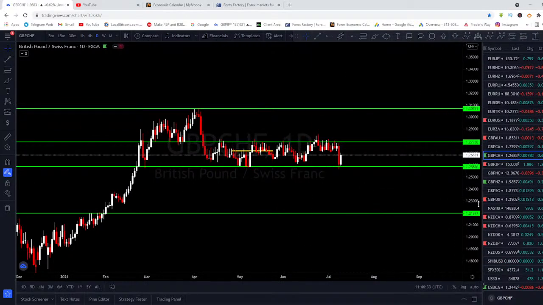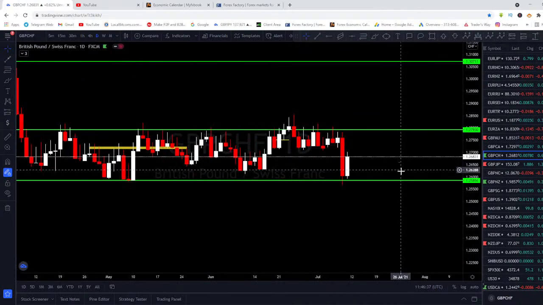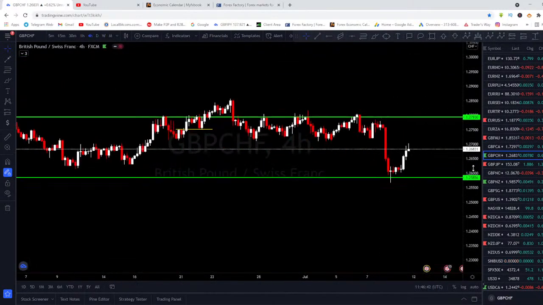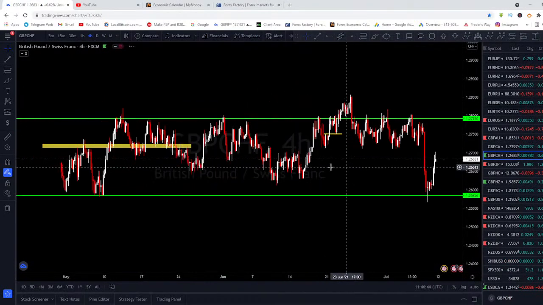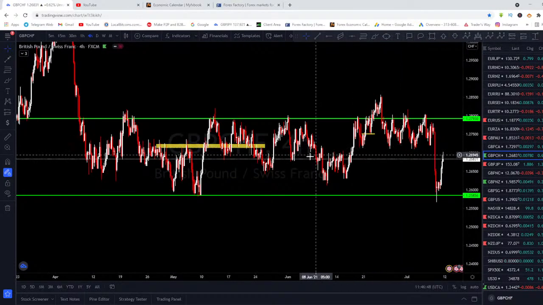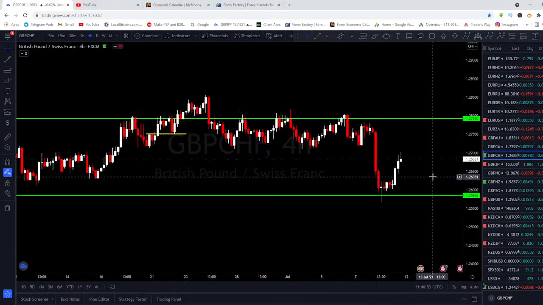So the market is ranging, and I don't like trading a ranging market. So this is a ranging market, guys. Let's go down to the 4-hour time frame in order to save time. The market is ranging, you guys can see it. It's just moving high, low, lower high, high, low, lower high, high, low, lower high. You can see that's how a ranging market moves.